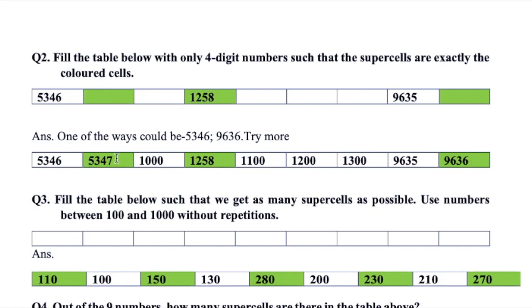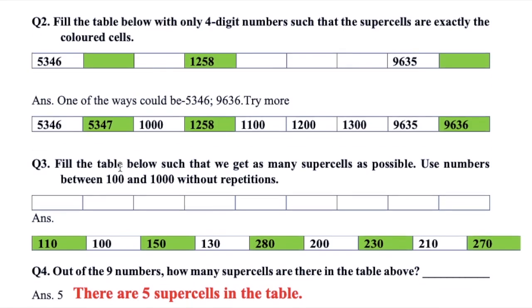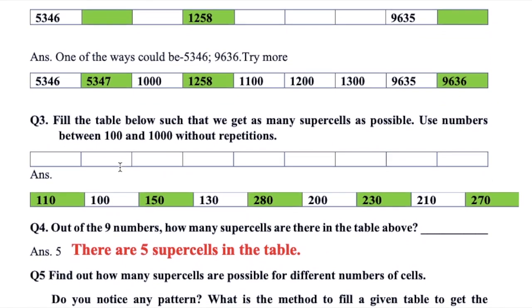So greater than 1000 and greater than 5346, which is 5347. 5347 is written. So this is the answer for question number 2. You can think of another way to fill this table. You can choose your own table. No need to just copy this answer. Think of your own numbers. Now the question number 3.